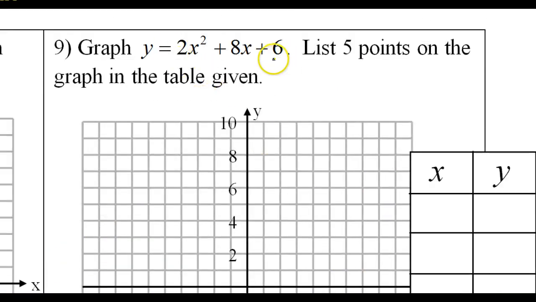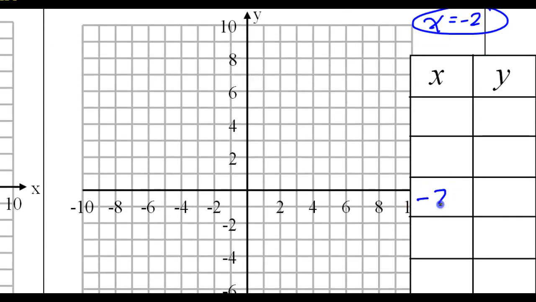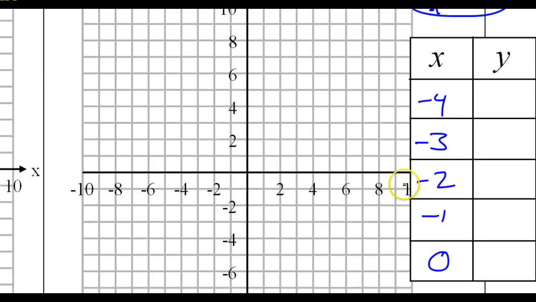Alright, number 9 is not in vertex form, but we could calculate the vertex easily by remembering the x-coordinate of the vertex is always opposite of b over 2a. B is 8, so that means negative 8, and a is 2, so 2a is 4. So that tells me that the x value of the vertex is going to be negative 2. Alright, so let's put that right in the middle. That's going to be negative 2. That means this will be negative 3, negative 4, negative 1, and 0.